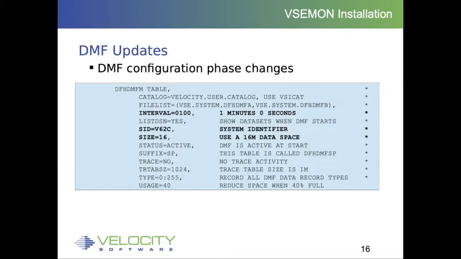And the system identifier. Setting a unique system identifier is very important, because if they're all set the same, you won't be able to differentiate between the different VSE systems. So making this unique is very important. Unique for each VSE system, I should say.